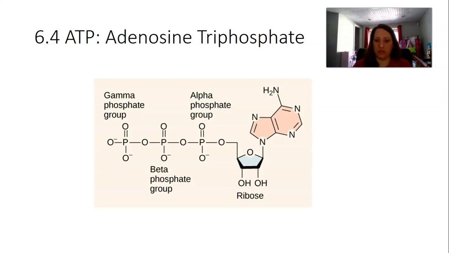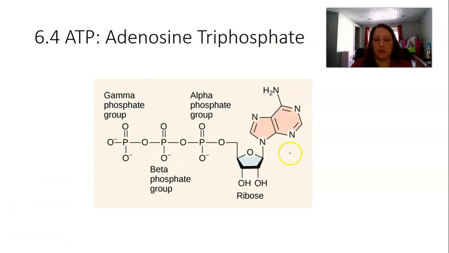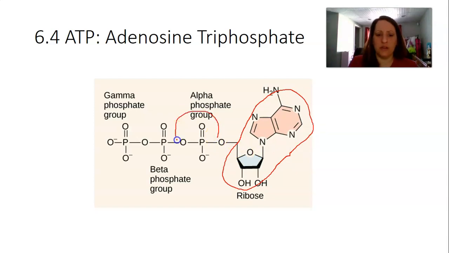This is what the molecule looks like. I don't need you to memorize the structure. I just want to show it to you. So here is adenosine. It's a nitrogenous base attached to a ribose sugar. And then here's the important part of the molecule. We've got 3 phosphate groups. This part of the molecule is called adenosine. And then we have 3 phosphate groups.